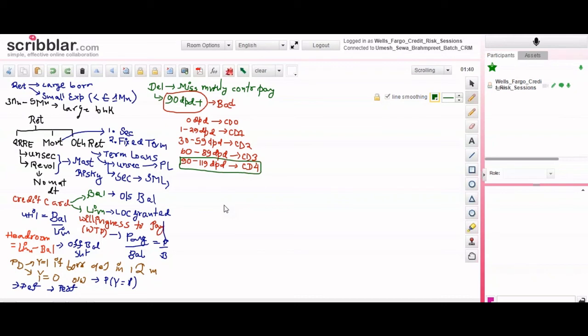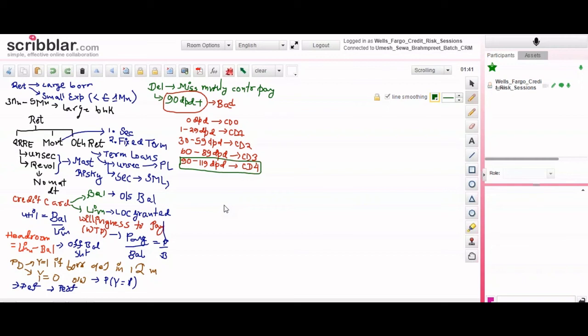Our objective is to predict whether the borrower will default in the next 12 months or not. So in the historical data, when I'm developing the model, let's say I'm using data from Jan 2016 to December 2018. So from January, I use some months of information.